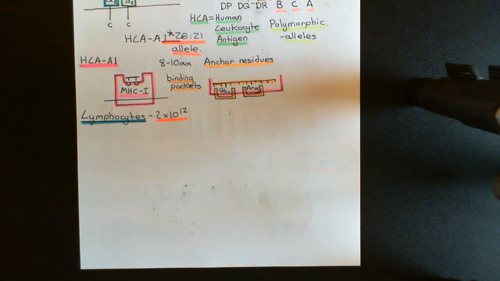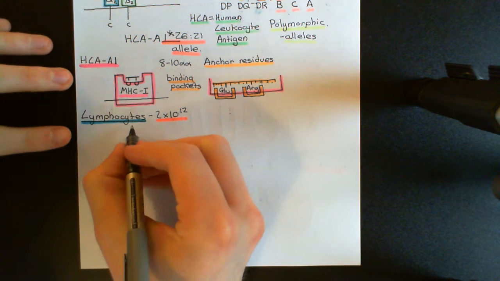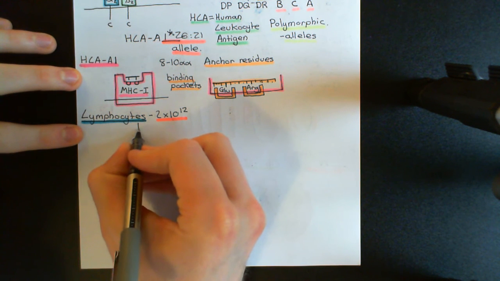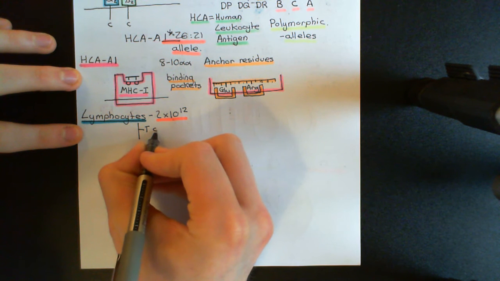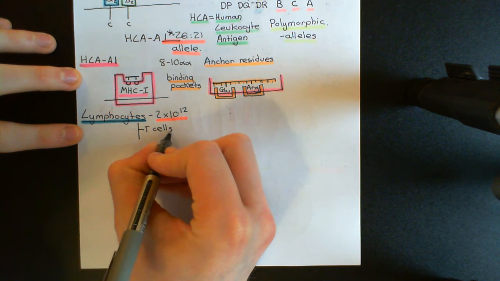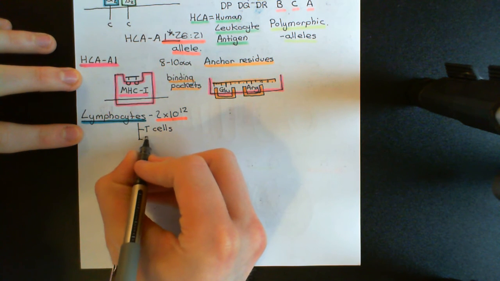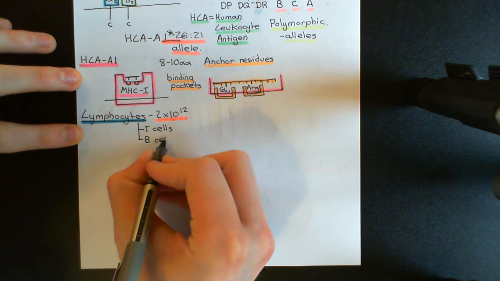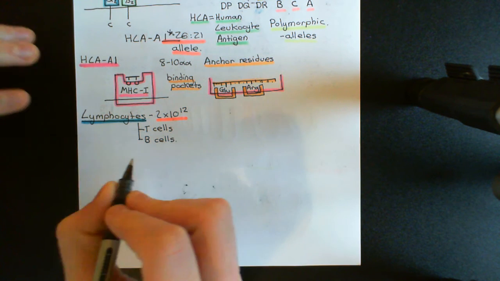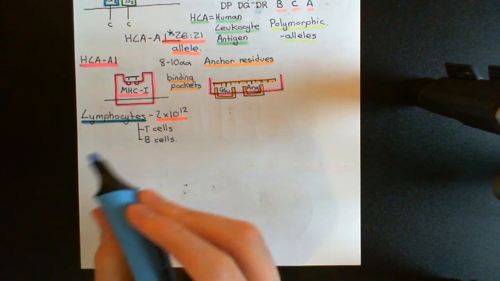And lymphocytes can be divided up into 2 major different types: the T cells and the B cells. And we are initially going to focus on the T cells, and we will later on talk about the B cells. And more properly, you can call them T lymphocytes and B lymphocytes, but we'll just refer to them as T cells and B cells.